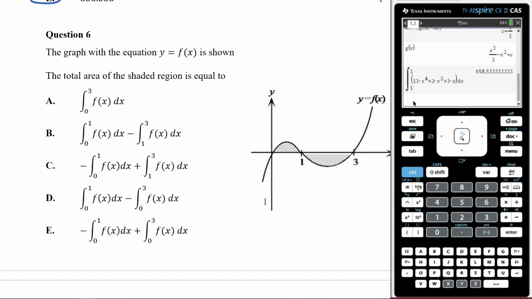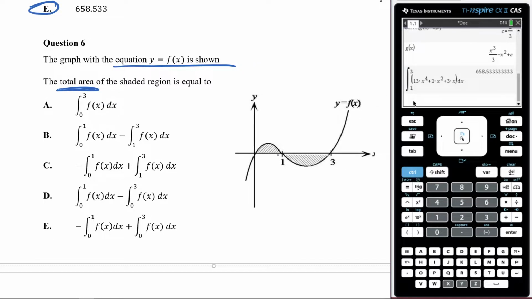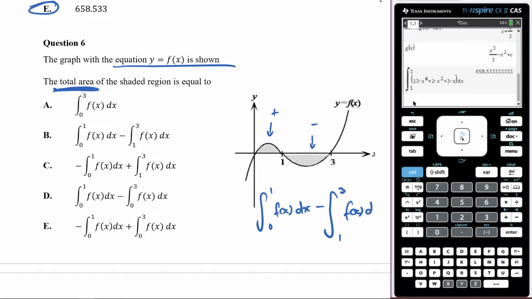We keep on moving. All right, the graph with the equation is shown. The total area of the shaded region is what? We know that the way we do this is we do this and this. All right, we want to find that area right there. This is positive area. This is negative area. So the positive area is easy. We're just going 1 to 0 of f of x dx. But we want the total area here. And if this is negative, that poses us a problem. So you want to put a negative in front of this to counteract the fact that it's negative to make it positive. All right, so that's 3, 1, f of x dx.